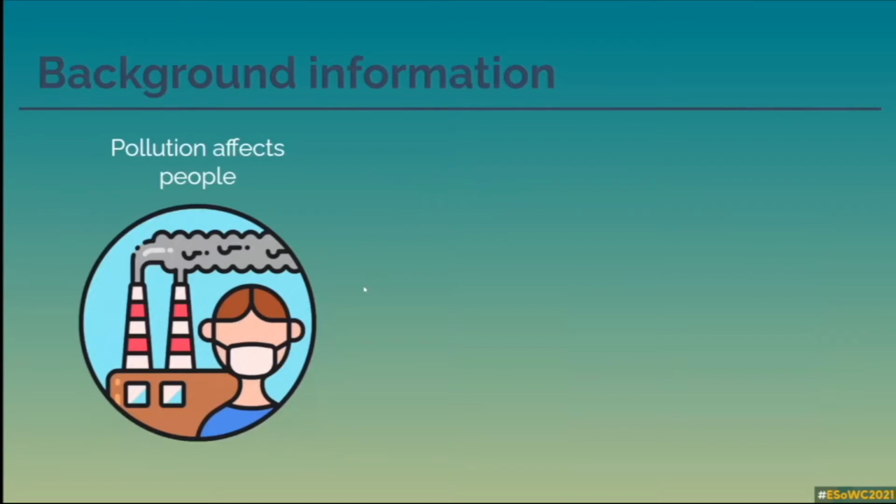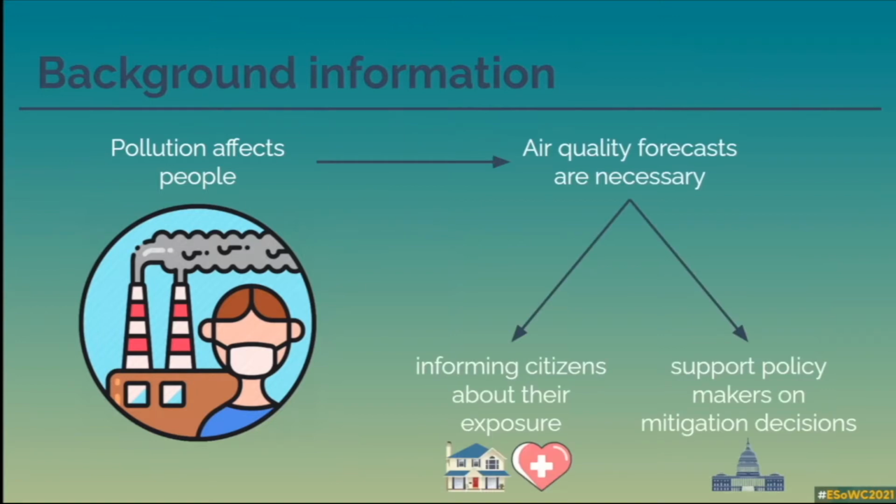First of all, I'm going to give you some background information on why this challenge is important. Pollution affects everybody worldwide, and around 7 million people die prematurely as a consequence of pollution. This is why air quality forecasts are necessary and important in our society. First of all, in order to inform citizens about their exposure to these pollutants, in order to let them make very important decisions, such as where to live or where to spend the time with their families.